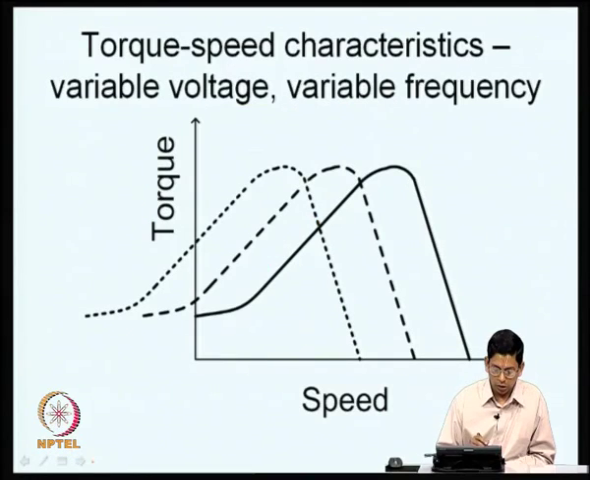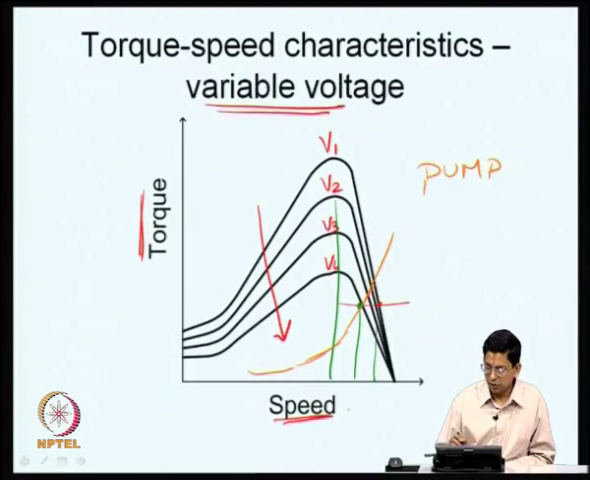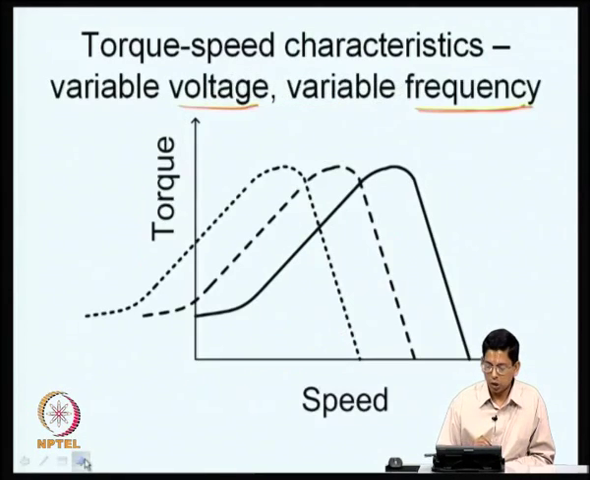So, now let us look at the next scenario, where both the voltage and the frequency are varied. In the previous case, we kept the frequency unchanged, meaning the synchronous speed was unchanged. So, now you are changing the frequency.